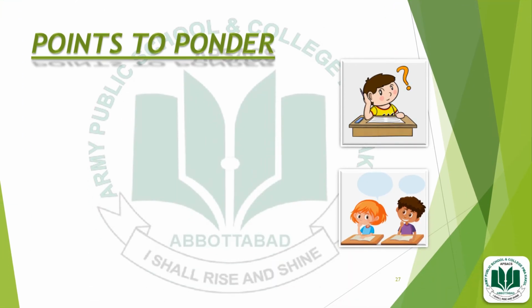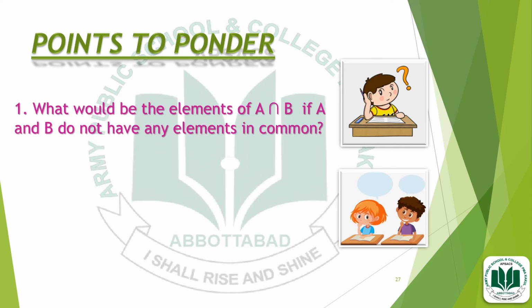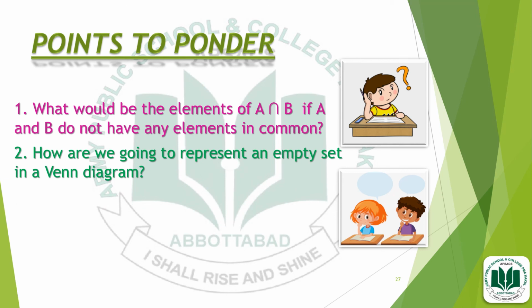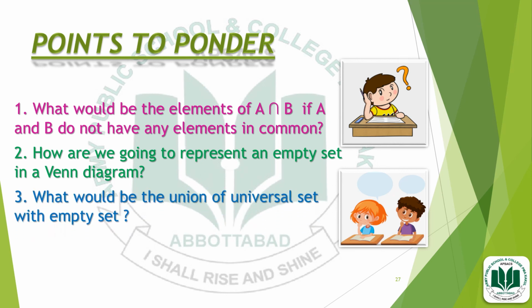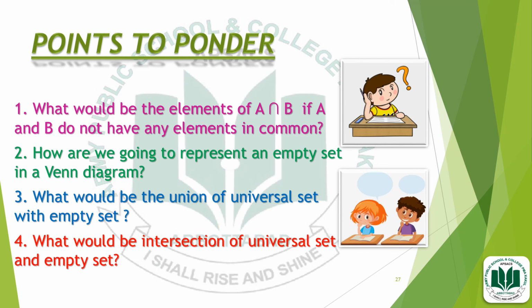There are a few points that I want you to think about. What would be the elements of A intersection B if A and B do not have any element in common? How are we going to represent an empty set in a Venn diagram? What would be the union of a universal set and an empty set? And what would be the intersection of a universal set and an empty set?